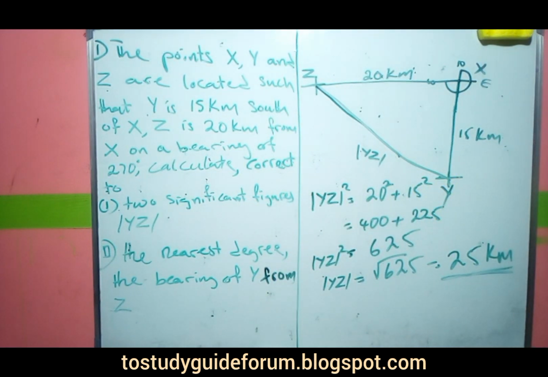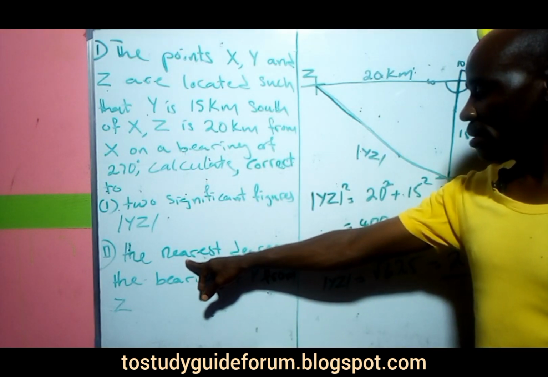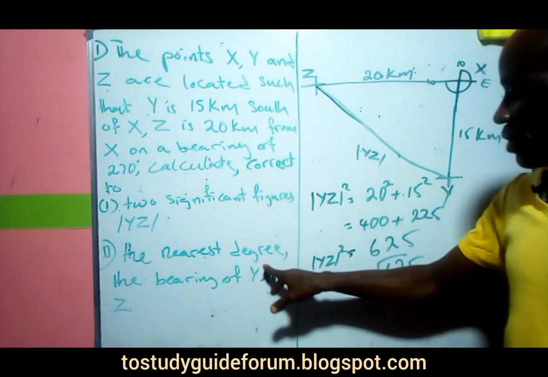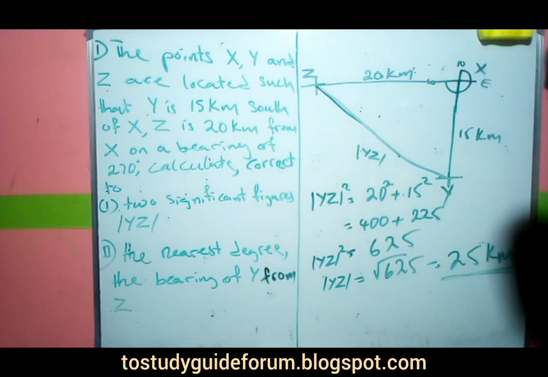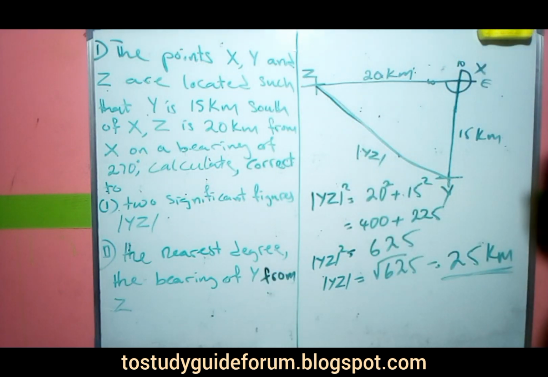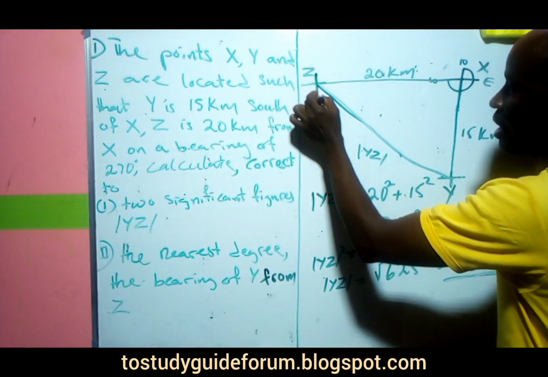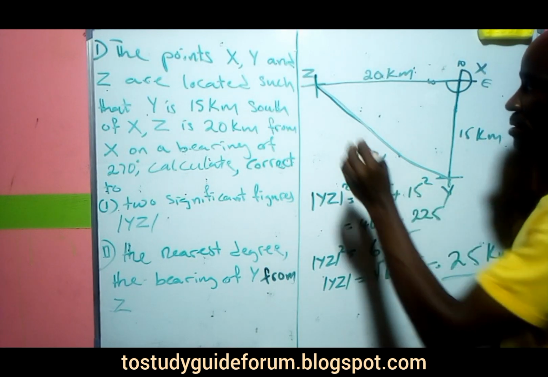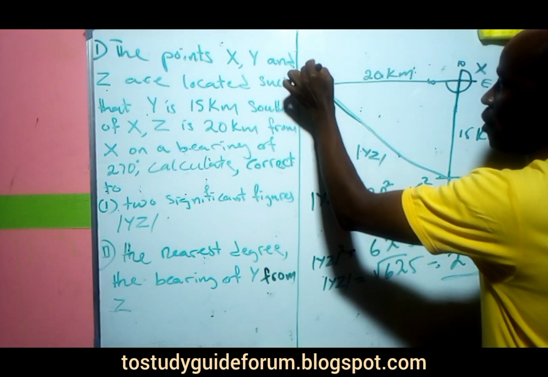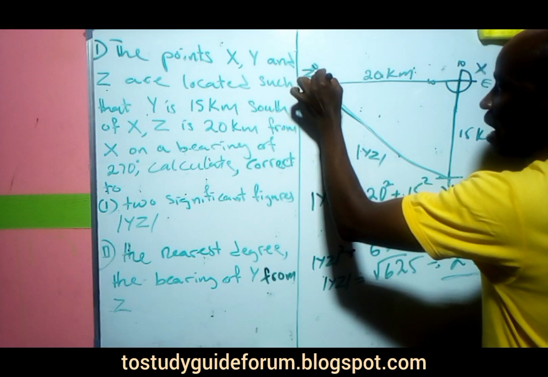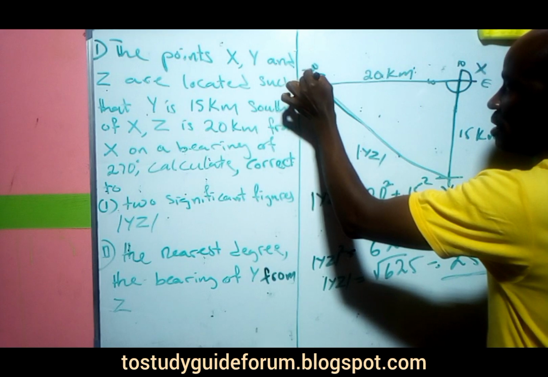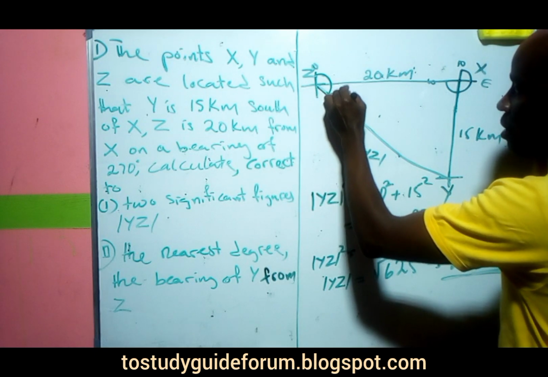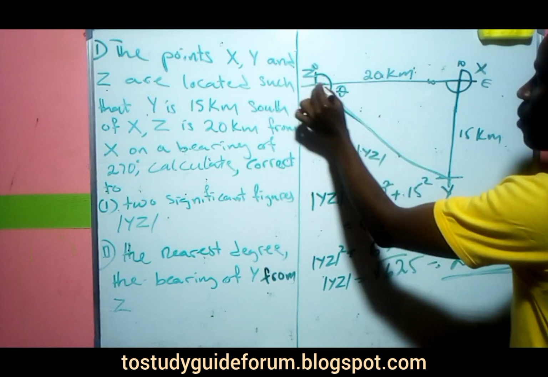The next one we're doing here says calculate, correct to the nearest degree, the bearing of Y from Z. That means the bearing of Y from Z. When we are calculating this bearing, note the bearing moves like this. Our bearing is a 3-digit bearing. In 3-digit bearing, it normally moves from Z, from north down. So the bearing of Y from Z will be this. But we don't know this one. We can call it theta.